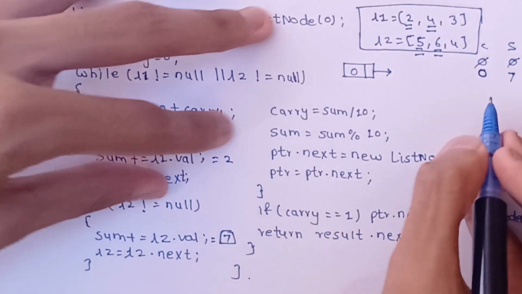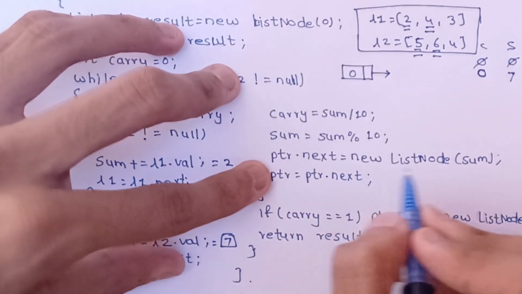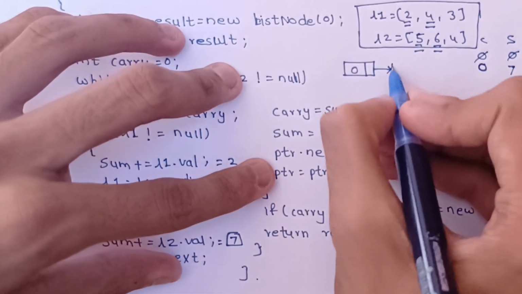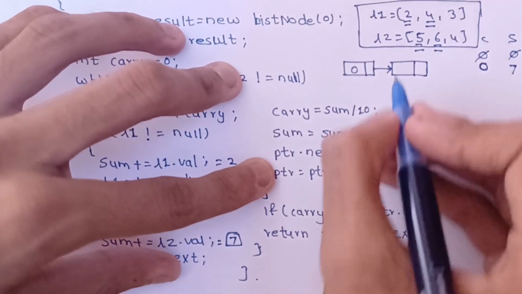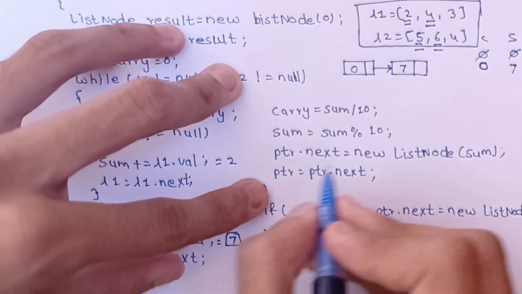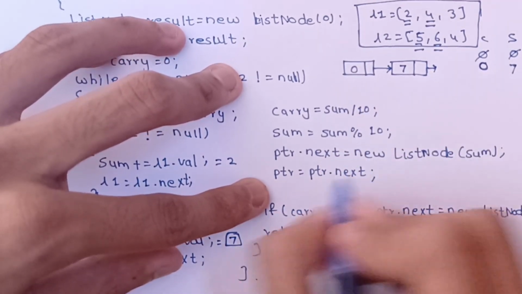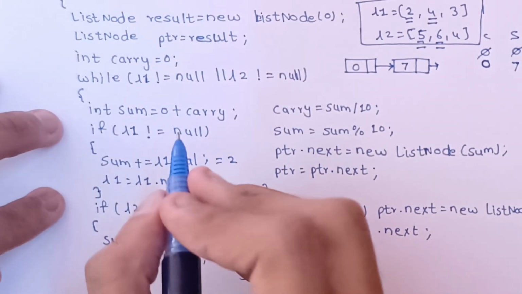This is done, and we have to do ptr.next: create one new node and put the sum value into that new node. Now we have created one new node, and we have to put the value of sum, so this is 7. Now we have to move forward. We have to create one new pointer next, so this will point here. Now once again this loop will be executed.